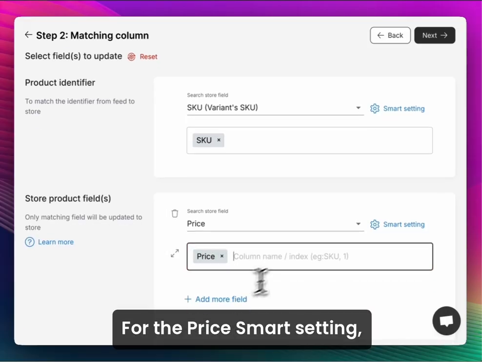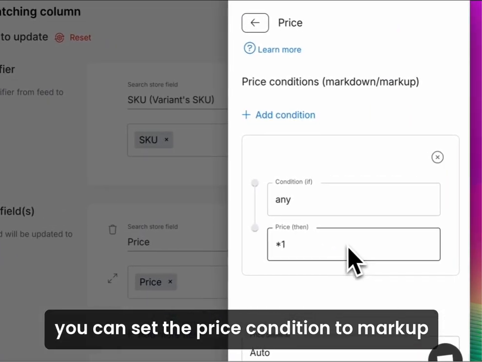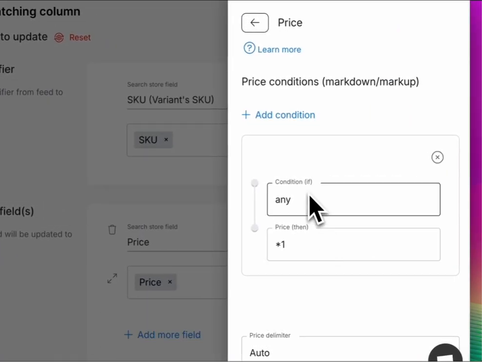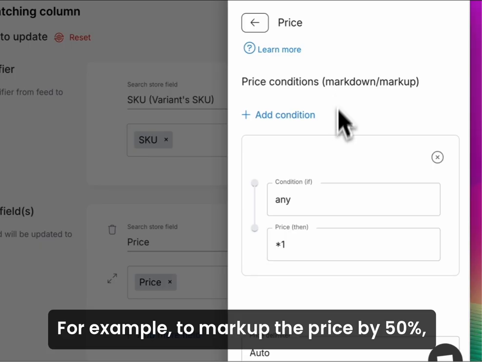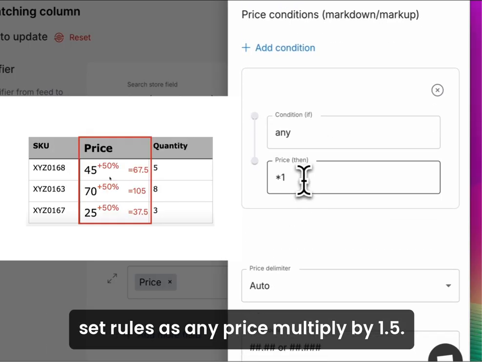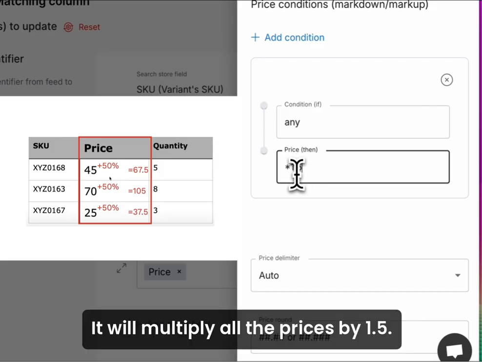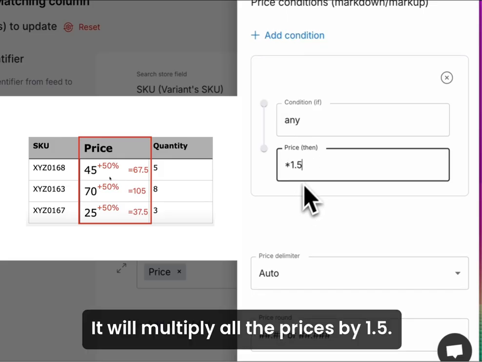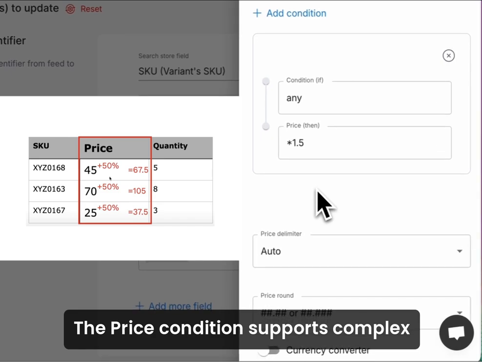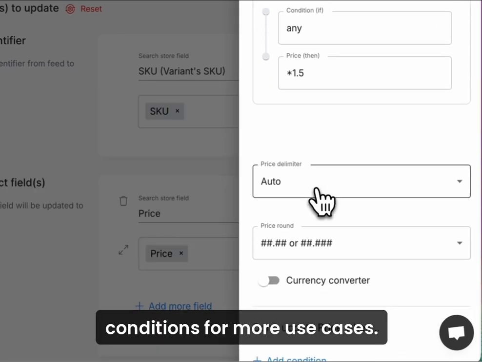For the price smart settings, you can set the price condition to markup or markdown product's price. For example, to mark up the price by 50%, set rules as any price multiplied by 1.5. It will multiply all the prices by 1.5. The price condition supports complex conditions for more use cases.